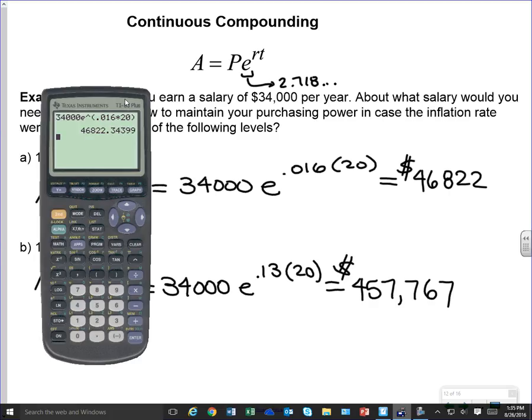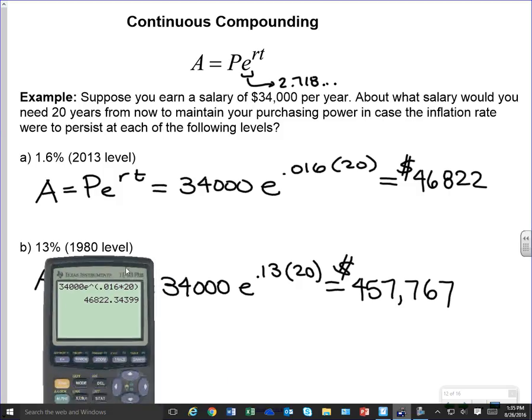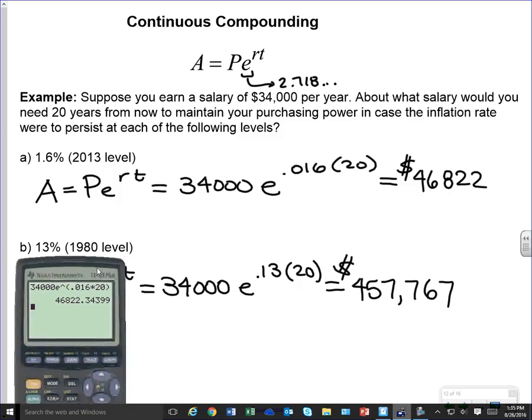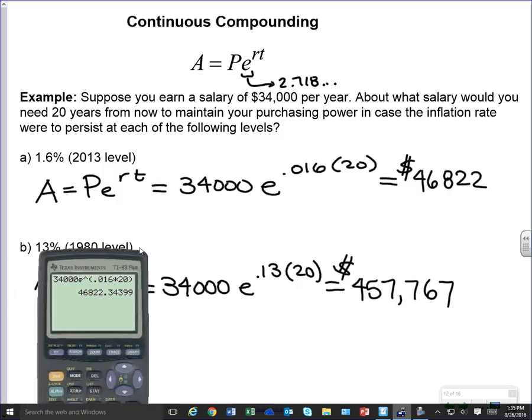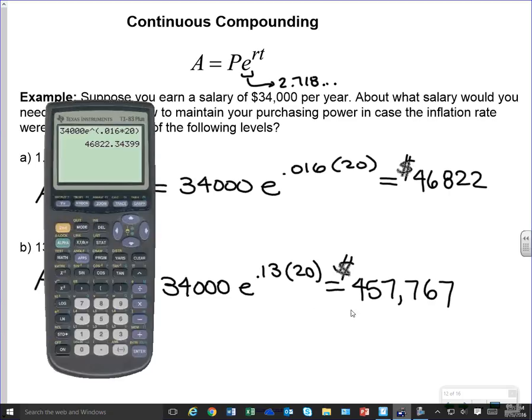And then the next one was saying, back in the 1980s, we had a high inflation rate. So that was showing that if that was to persist, you would need to make a whole lot more in 20 years than what you do now to have the same buying power.